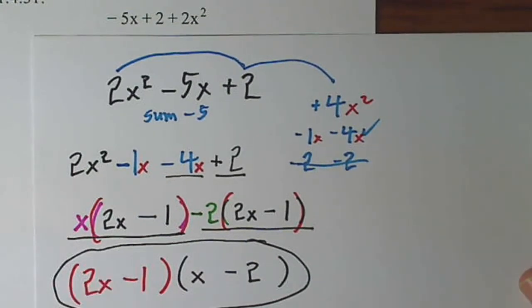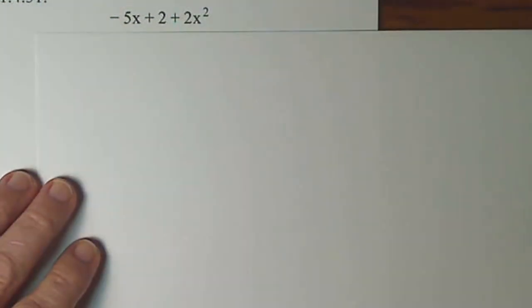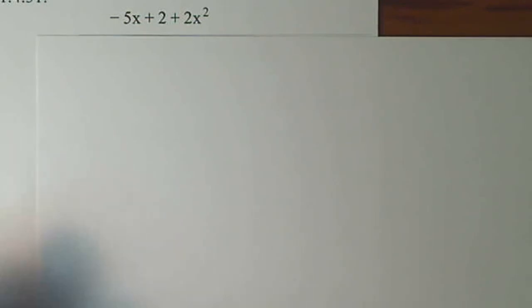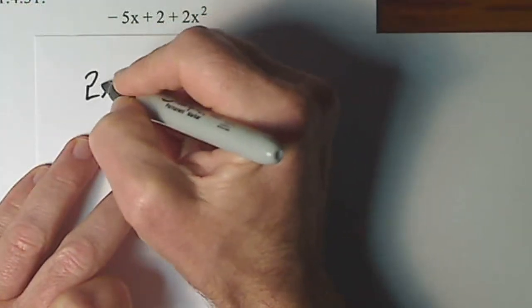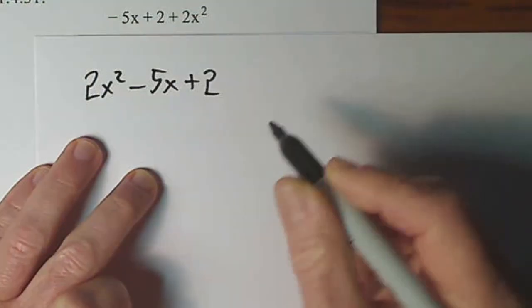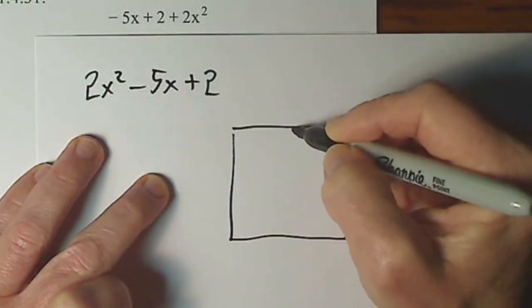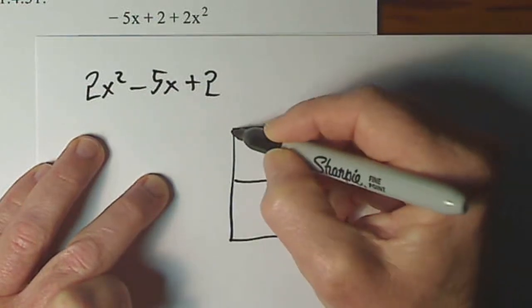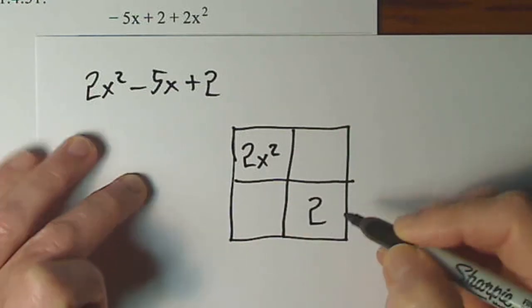Alright, I encourage you to use factor by grouping. It's a little more respected than the box method. The box method is considered somewhat mechanical and unsophisticated. Oops. I have to rearrange these so they're in descending order: 2x squared, negative 5x, plus 2. Leading coefficient other than 1, I'll use the trusty box. First term in first box, last term in last box.